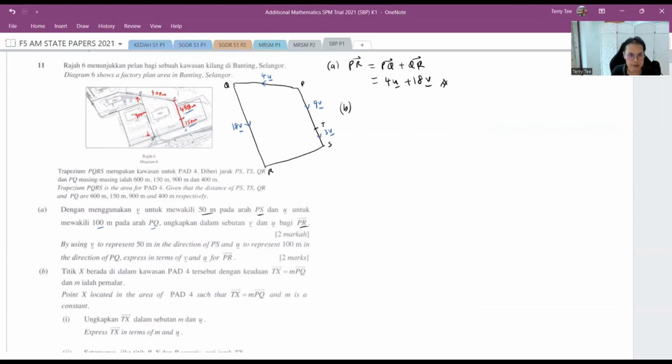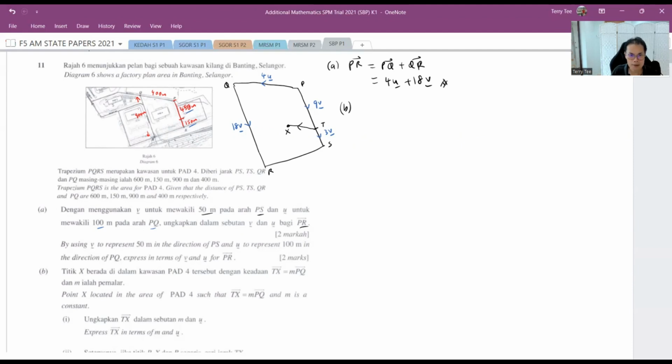Point X lies on PAD such that TX is m PQ. TX is m times PQ. When we say TX is m times PQ, that means it's parallel. So I need to draw like this. TX is m PQ, so maybe X is over here. And m is a constant. So express TX in terms of m and U. We can see that TX is going here.